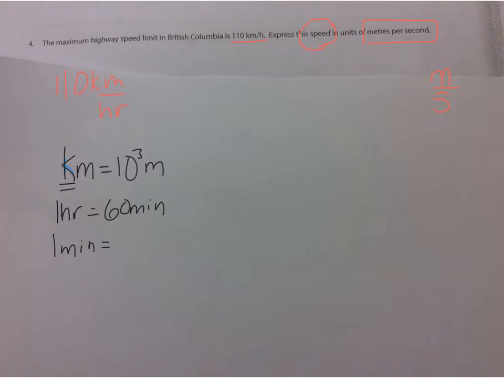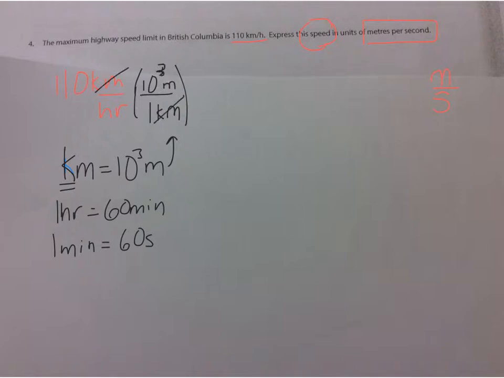So we need to get kilometers to meters, and we need to get hours to seconds. So remember, kilo means 10 to the 3, so 1 kilometer equals 10 to the 3 meters. And we can also use that 1 hour equals 60 minutes, and 1 minute equals 60 seconds. I'm going to put these conversions in so that kilometers cancels. So the first one, we're going to put in 1 kilometer on the bottom, and that equals 10 to the 3 meters. That'll be in the numerator.